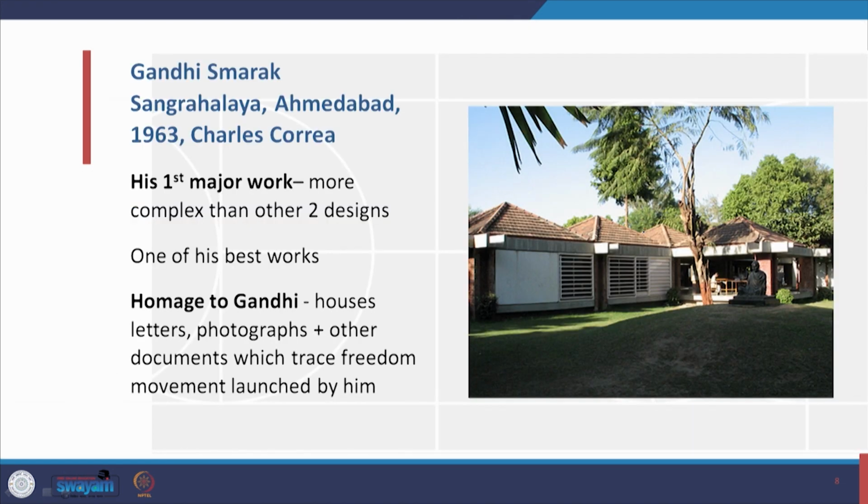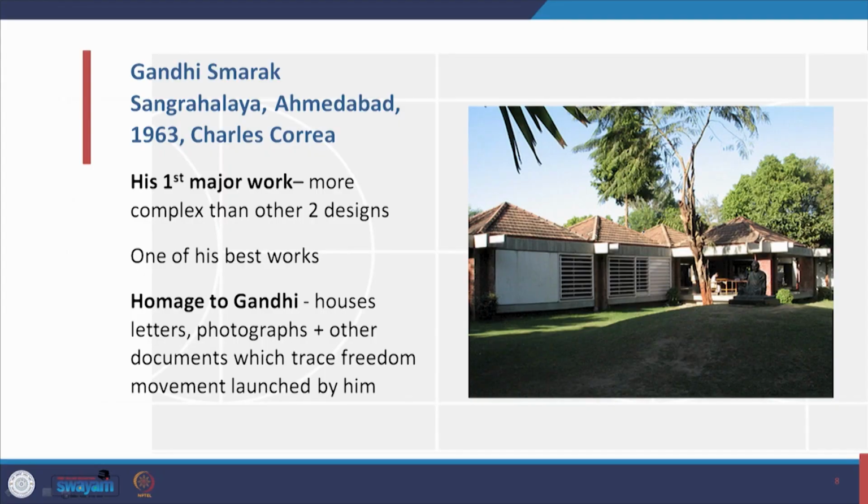Now coming to the Sangrahalaya, Ahmedabad, the first major project of Charles Correa, just as the Gandhi Memorial was Habib Rehman's first major work in India. This design was more complex than the other two designs, simply because it was not just going to be a memorial, it was a Sangrahalaya, a museum. So it's a memorial along with the museum, and one of his best works even till today, and it's a homage to Gandhi. It houses the letters, the photographs and other documents which trace the independence movement that was launched by him, or in which he became the pivotal figure.